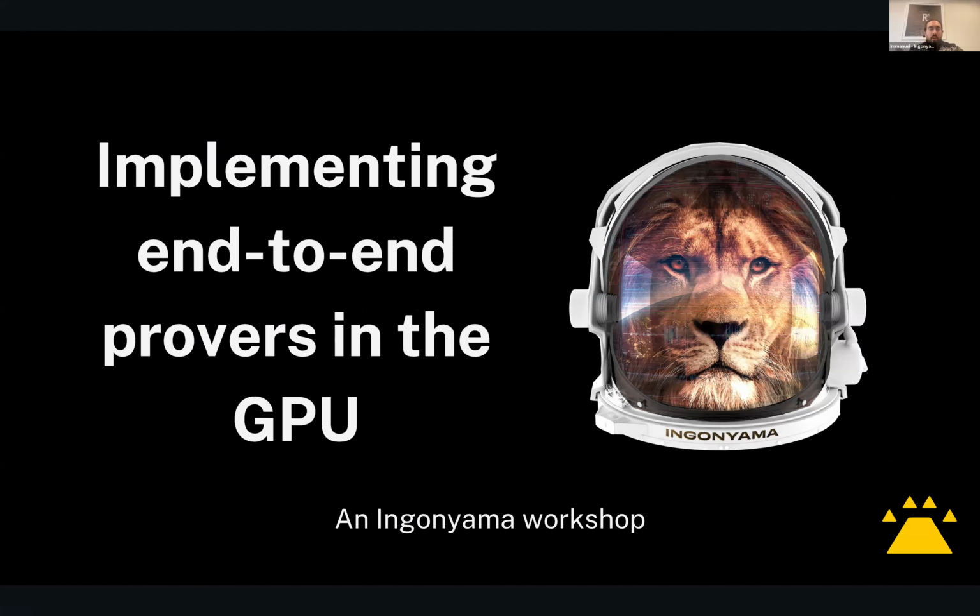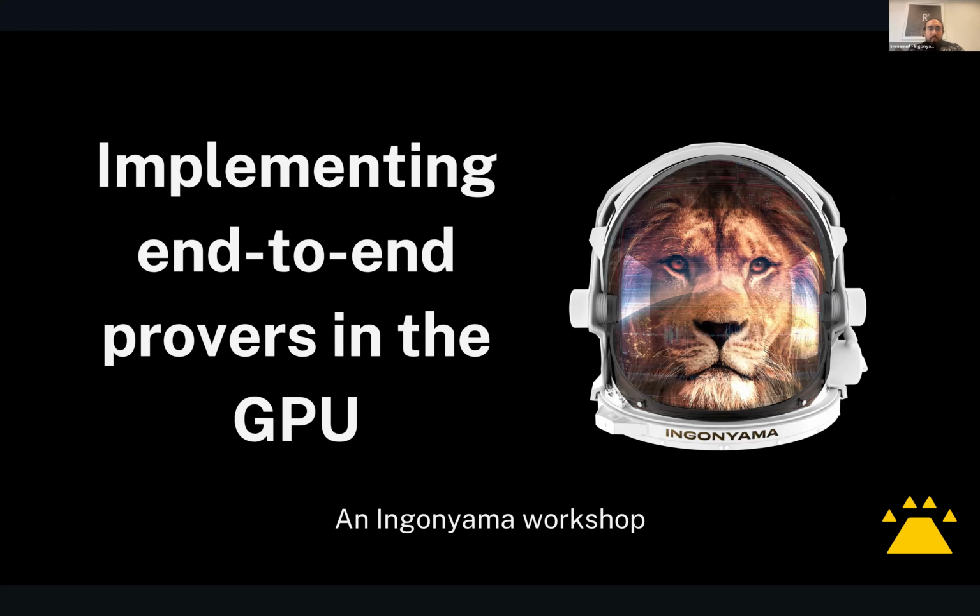Okay, perfect. So today I'm going to be giving a talk about Icicle and about how you can use GPUs with your ZK provers. And by using GPUs, you can basically attain really fast ZK proofs and scalable ZK proofs.